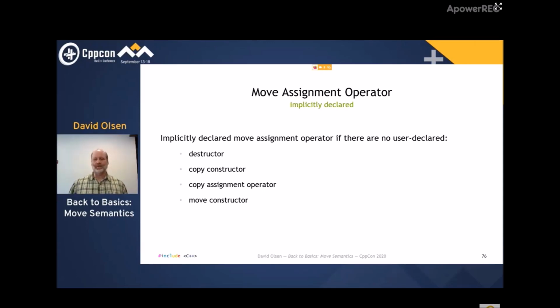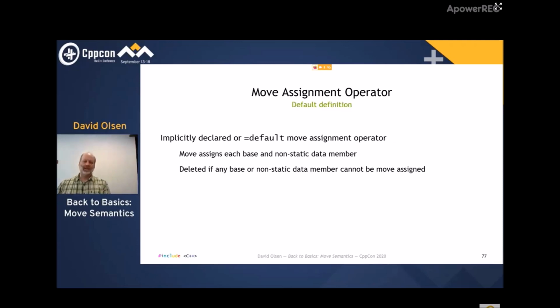The move assignment operator is similar to the move constructor. If you don't declare a move assignment operator, the compiler will declare one for you, but only if you have not declared any of the following: destructor, copy constructor, copy assignment operator, or move constructor. If the move assignment operator is implicitly declared, or if you explicitly requested the default implementation, the compiler will generate a move assignment operator that move assigns all the base classes and non-static data members of the object. If any of those sub-objects can't be move assigned, such as if a data member is a reference type or has a private move assignment operator, then the move assignment operator will be defined as deleted.